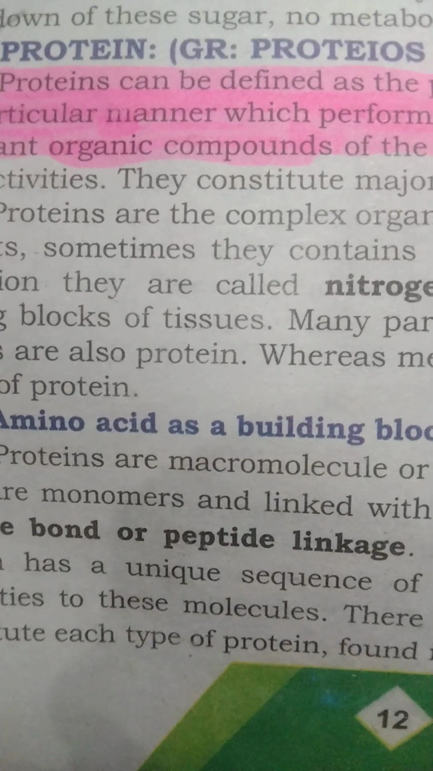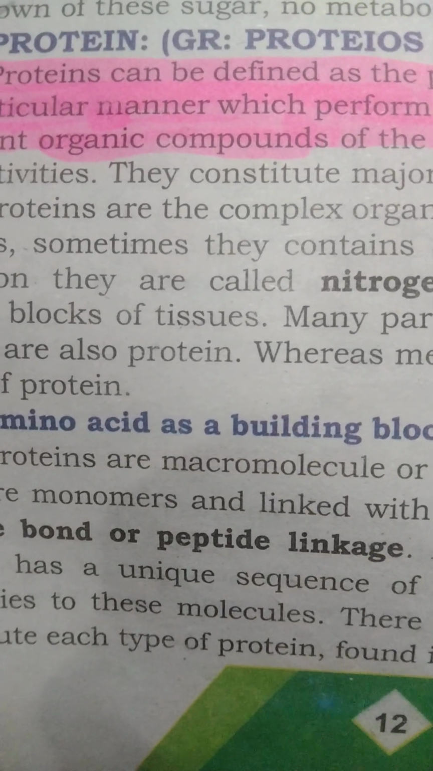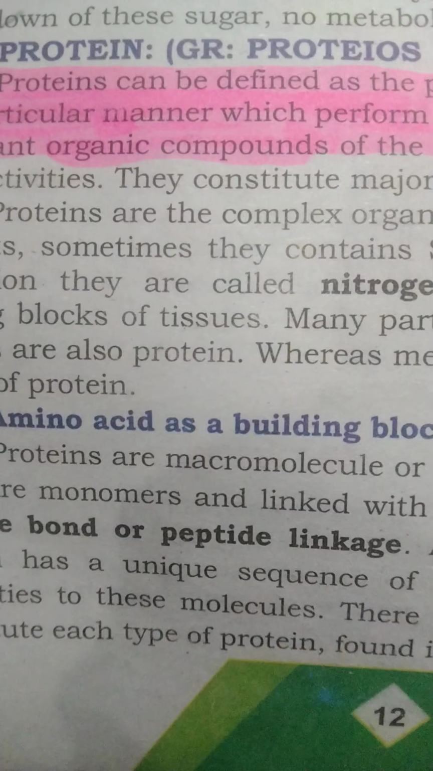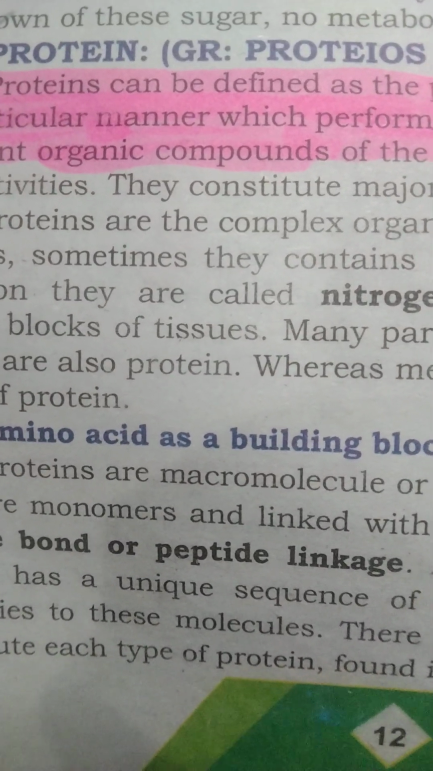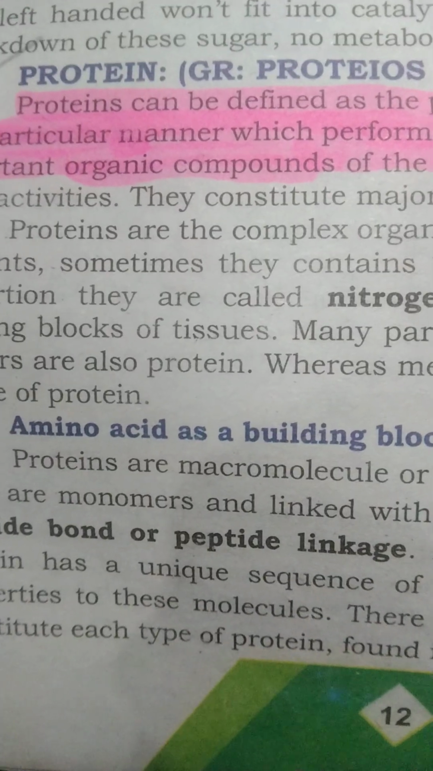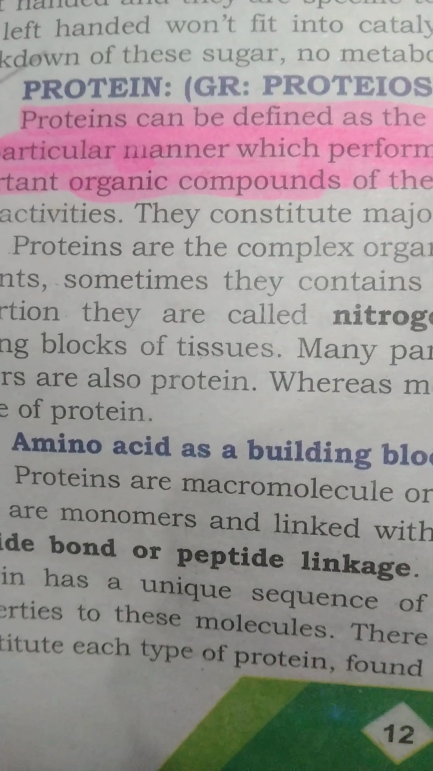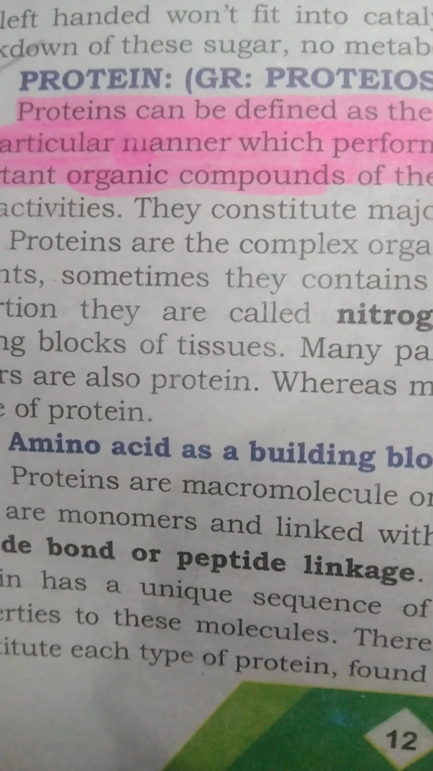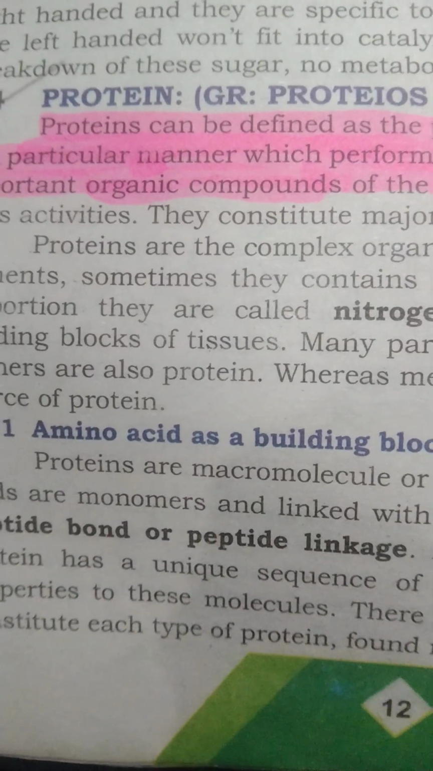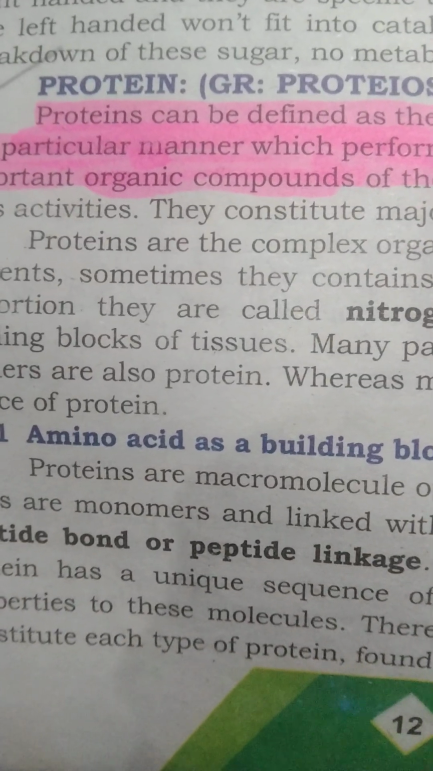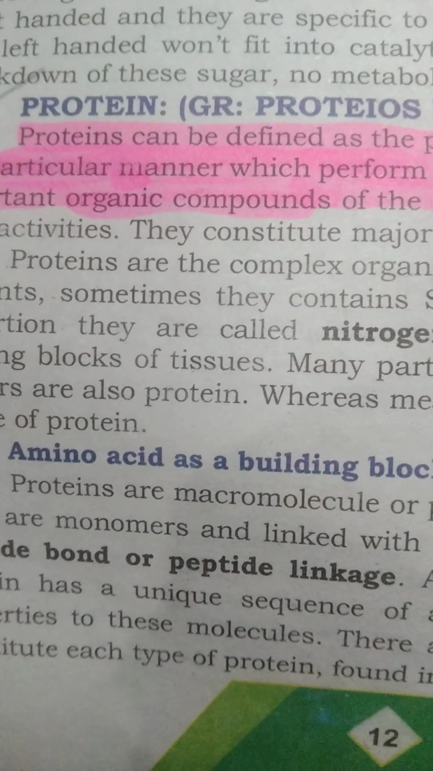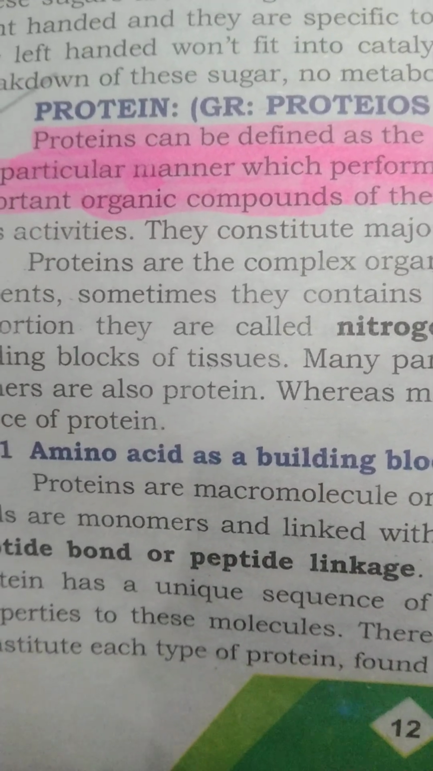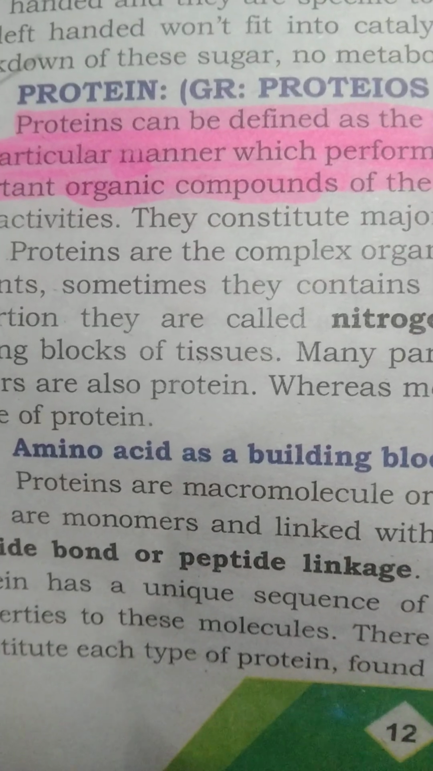Proteins. Proteinous means first rank. Proteins can be defined as the polymers of specific amino acids arranged in a particular manner because they have to perform definite, specific functions. Proteins are organic compounds of the cell which carry out virtually all the functions or activities of cells.